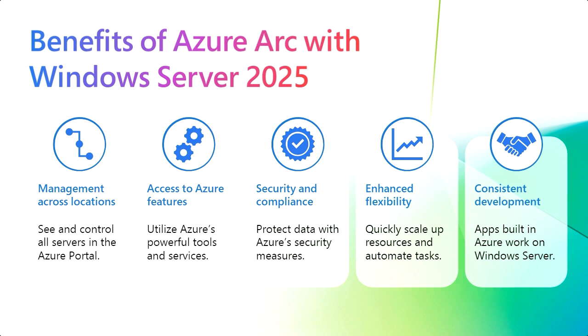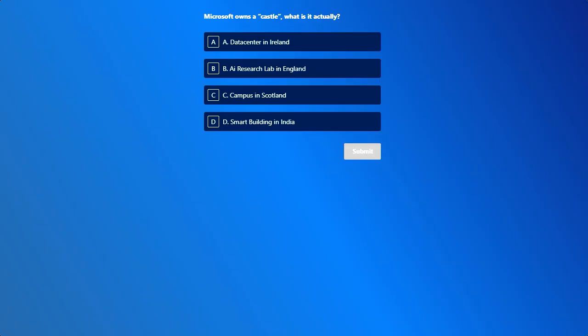But before we do, Chris, redemption time. It is redemption time, okay? No, I don't believe you anymore. Microsoft owns a castle, okay? Okay. And I put it in air quotes. And Castle. I'm sorry I did air quotes, everyone. My apologies. Just have to do it, okay? What is it actually? Is it A, a data center in Ireland, B, an AI research lab in England, C, a campus in Scotland, or D, a smart building in India?